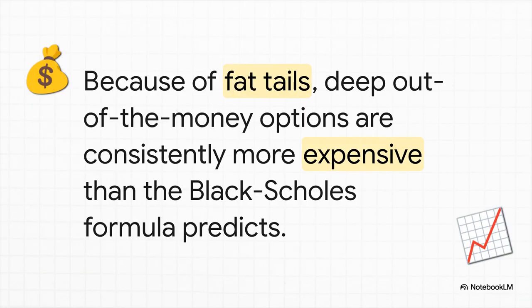And this has a huge impact on option pricing. Think about it. If those giant moves are more likely than the model thinks, then the options that pay off big during those moves, we're talking deep out-of-the-money puts, are going to be in higher demand. The market prices them higher than the formula says they should be. And that, right there, that's the fundamental crack in the whole Black-Scholes foundation.